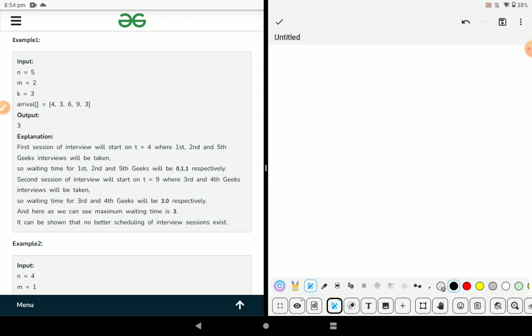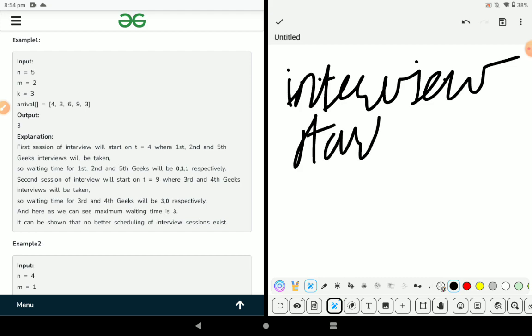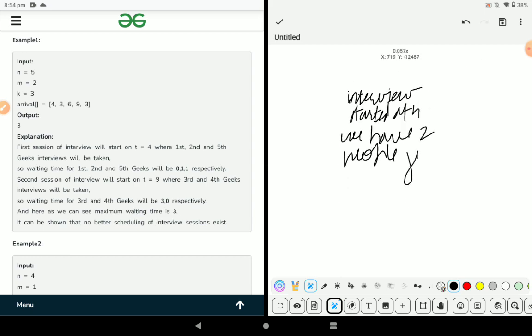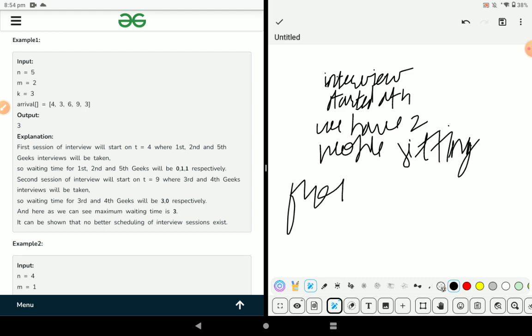Interview started at 4 o'clock, so we have 2 people sitting from 3 o'clock. Sitting from 3 o'clock. So basically we will take the interview of 3 people, 4, 3 and 3.